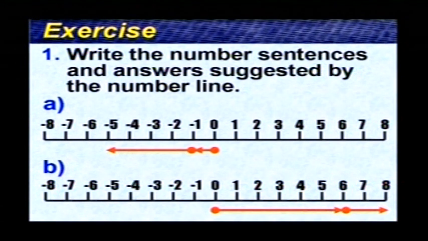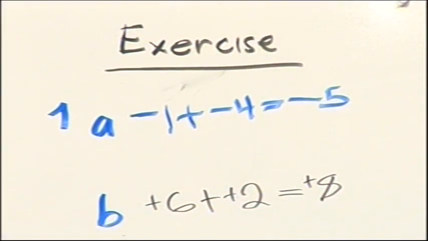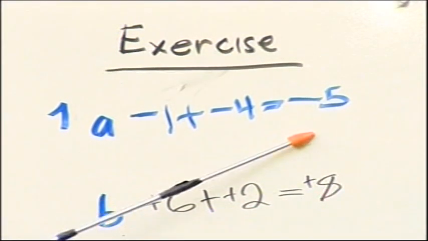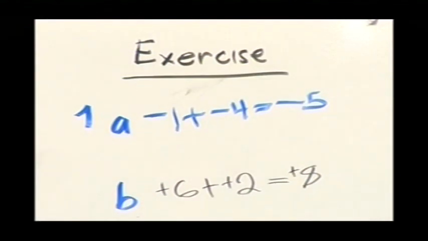Negative 4, the arrow starts from negative 1 and finishes at negative 5. The arrow moves how many places? 4 places. So that's why our second integer is negative 4. And our answer is negative 5, which is correct. So 1A is correct, receiving students and 7s.